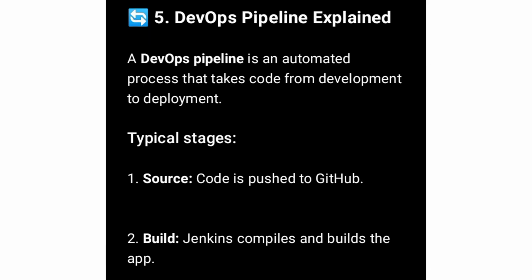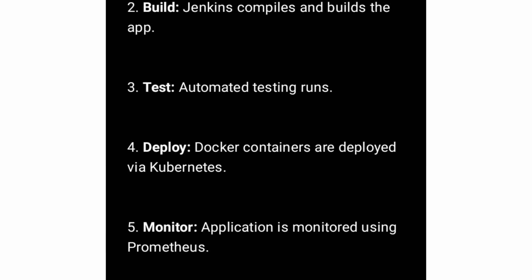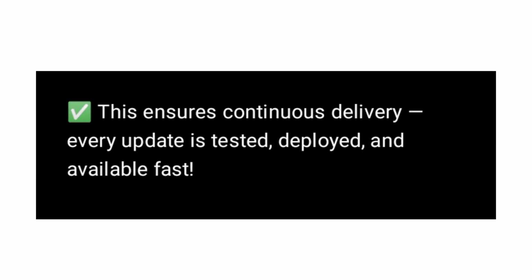5. DevOps pipeline explained. A DevOps pipeline is an automated process that takes code from development to deployment. Typical stages: 1. Source. Code is pushed to GitHub. 2. Build. Jenkins compiles and builds the app. 3. Test. Automated testing runs. 4. Deploy. Docker containers are deployed via Kubernetes. 5. Monitor. The application is monitored using Prometheus. This ensures continuous delivery. Every update is tested, deployed, and available fast.